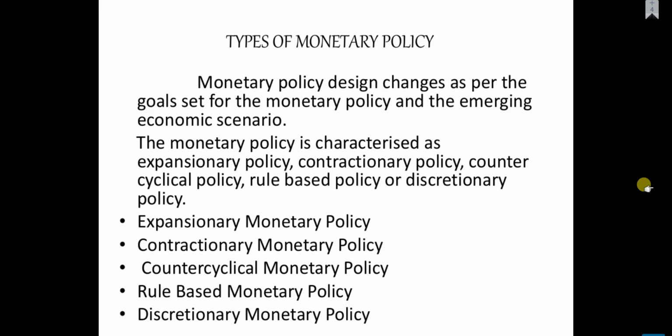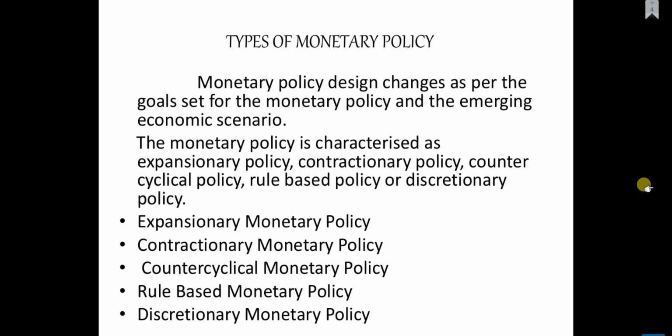The second type is contractionary monetary policy. Contractionary or tight monetary policy aims at preventing inflation by contracting the money supply. Contraction in money supply is achieved by increasing the policy rates, increasing the reserve requirements, and selling government securities in the market.